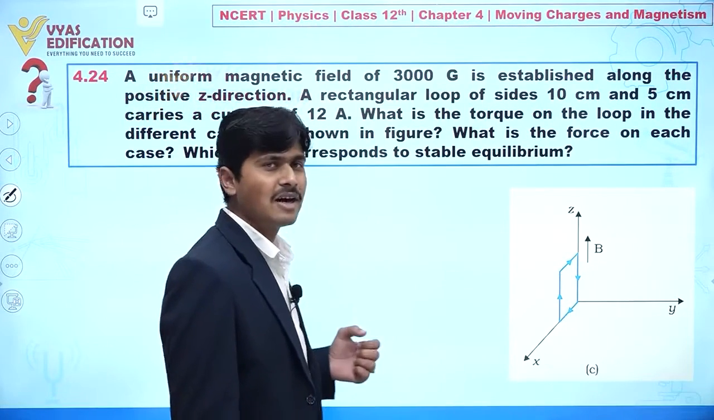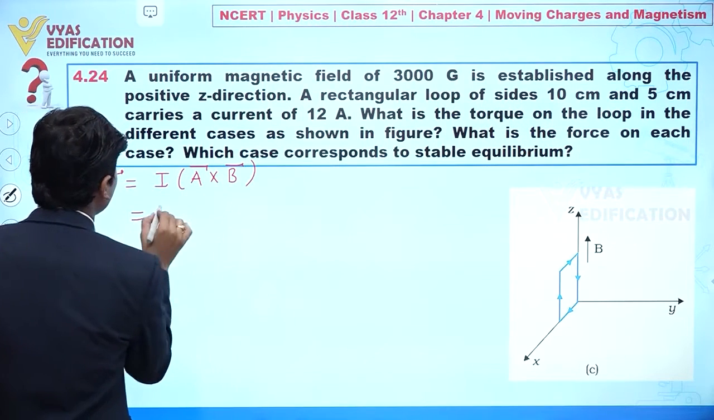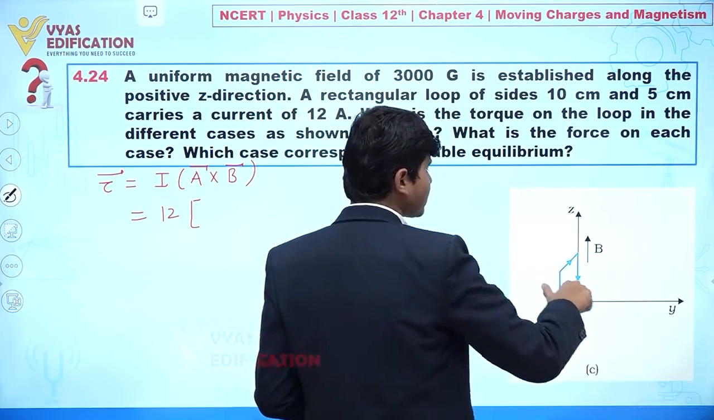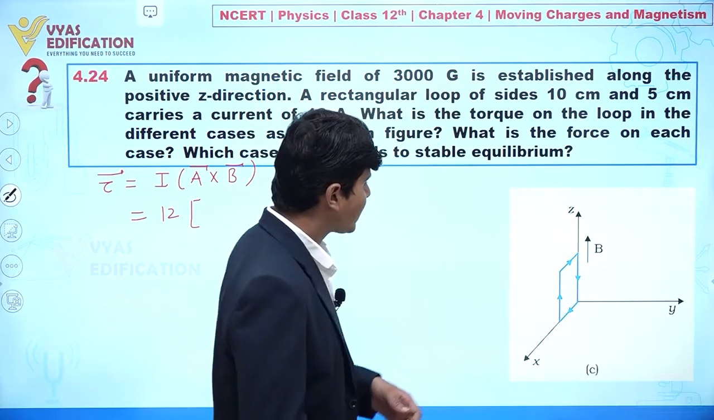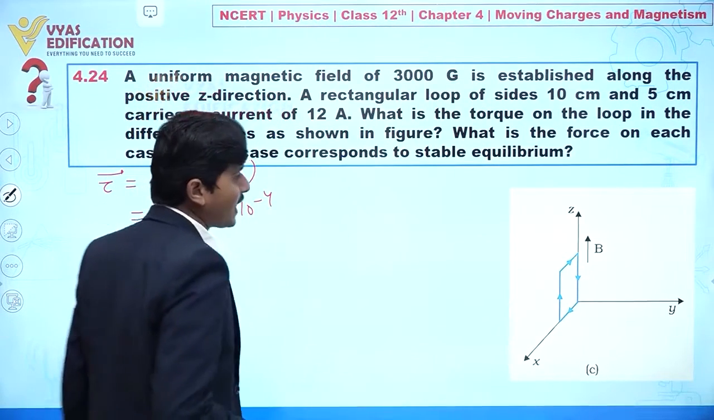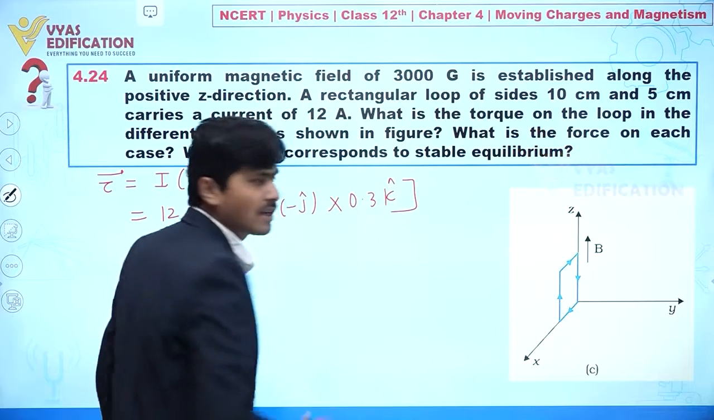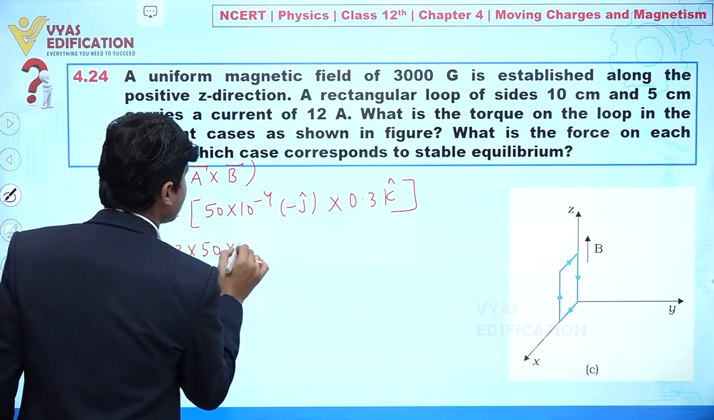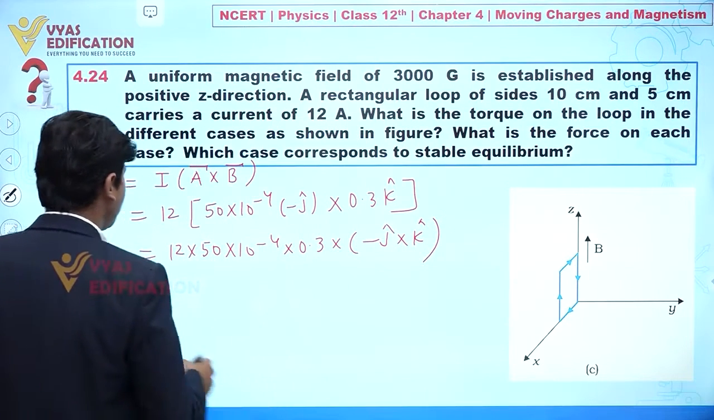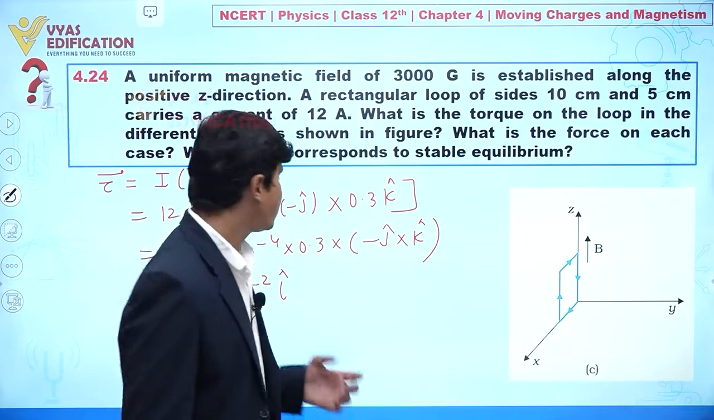Now I am talking about part number C. In part number C, again our objective is the same, to calculate torque. Torque is equal to I A cross B. Now you know the value of I, we have 12, but what about the area vector A? If you curl your finger like this, the area vector will be in this direction. So definitely it is in the opposite direction of y. So we can say this is 50 into 10 to the power minus 4, and the direction is minus j cap, cross. What about B? B is the same 0.3, in the k cap direction. So we can write 12 into 50 into 10 to the power minus 4 into 0.3, minus j cross k. So j cross k equal to what? i cap. So again we are getting the same magnitude, minus 1.8 into 10 to the power minus 2, and this is i cap. So this is all about the value of torque.